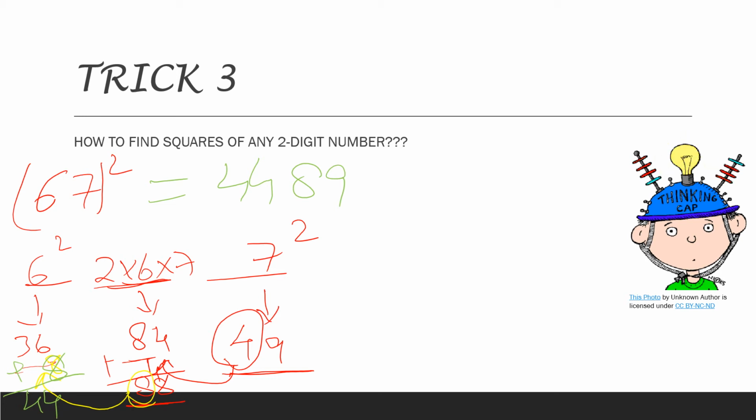I'll give you some questions on this. Take the number 97 whole square. This is like homework for you. You have to try it and let me know whether you got the answer. So let's go to the next trick.